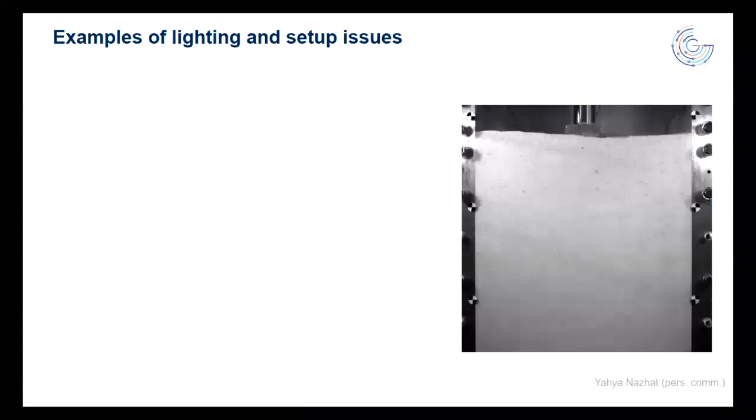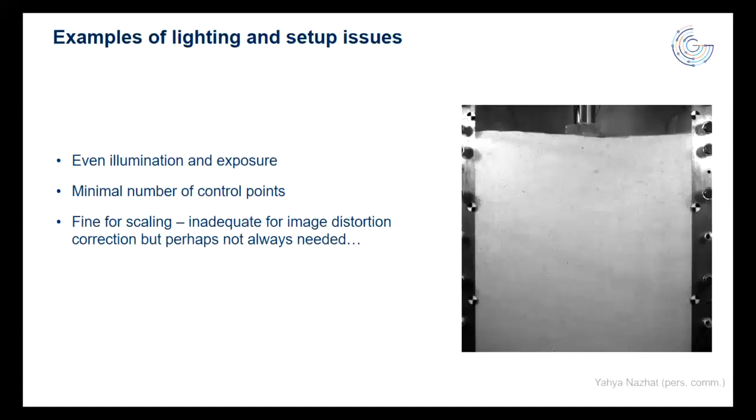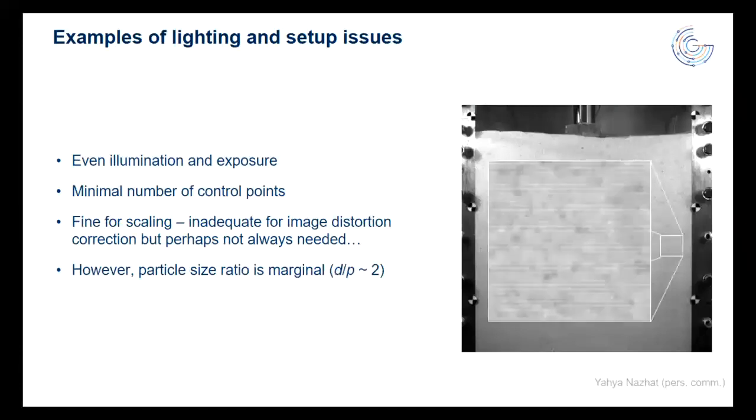This is another example of lighting from Yahya Nazhat, who at the time was at the University of Sydney. Got nice even illumination and exposure. There's a minimum number of control points, which you can see down the left and the right-hand side of the image here, these sort of cross hatches in black and white. That's fine. It's just going to mean that he'd be limited to correcting the image for scale effects and not necessarily lens-induced distortions, but that's perhaps not a big issue. So those points are fine for scaling.